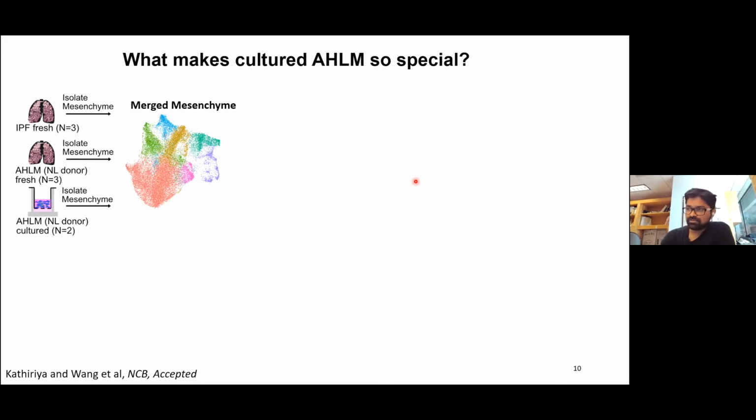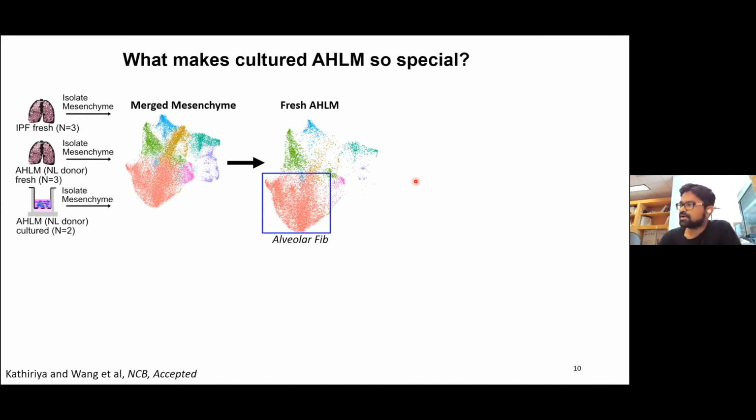And we performed single-cell RNA-seq. When we look at all of these three different cell types together, we find a number of different clusters of interest. In the fresh AHLM, the ones that never saw any sort of culturing conditions, the majority of the cells were alveolar fibroblasts, distal fibroblasts, which we know promotes and maintains a type 2 identity, which makes sense.